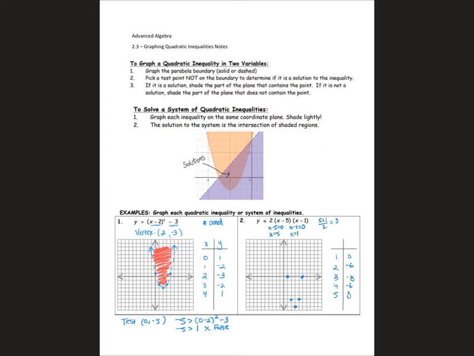All right, now we got to figure out, is this a dotted or solid boundary line? Look at the original inequality. It's less than or equal to, so we know that's going to be solid. Let's draw that in.